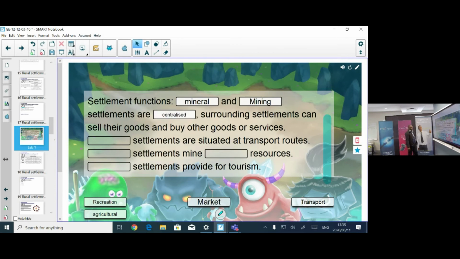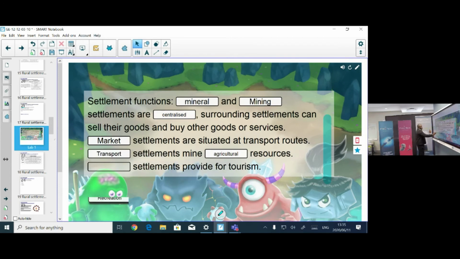So when it is accepted there, it means, and then you say settlement, mine, dash resources. And then you will be putting in the words according to where recreation settlements provide for tourism. Check the answers. We've been putting them now. We want to check if our answers are correct.